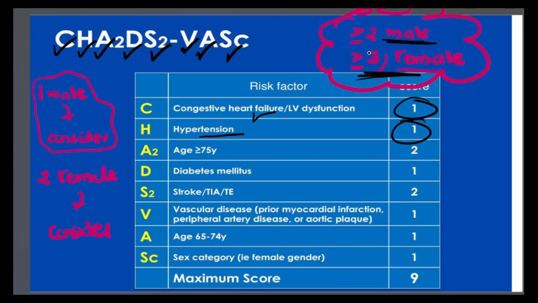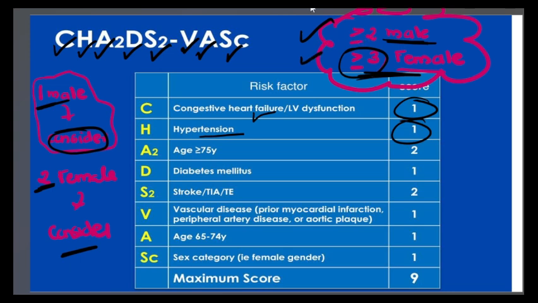So in females we need a score of 3 or more to start them on anticoagulant. If the score is 1 in a male patient, we can think of starting them on anticoagulant. It's not an indication, we can just think of starting them after discussing with the consultant. Similarly, for a female, if the score is 2, again we can think of starting them on anticoagulant, but it's not an indication. But we will start them on oral anticoagulant for sure if their score is 2 or more in males, or 3 or more in females.